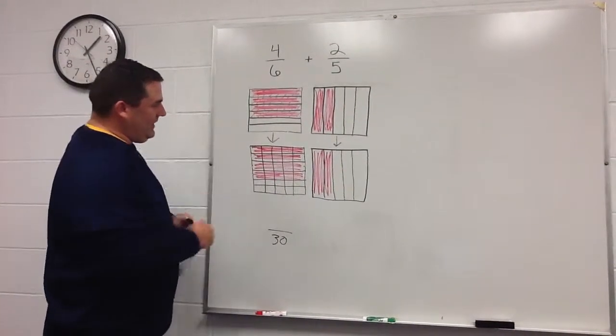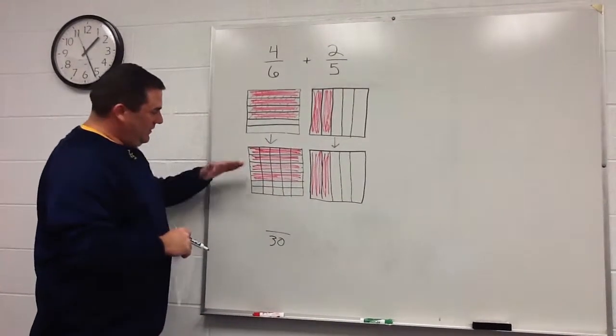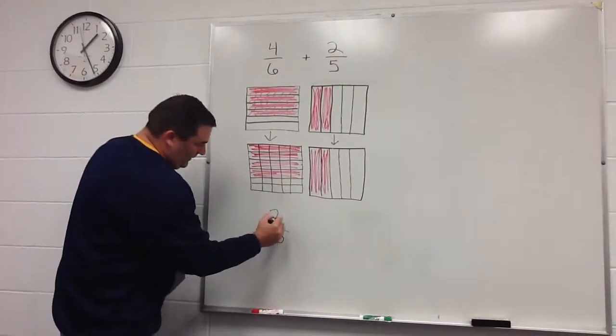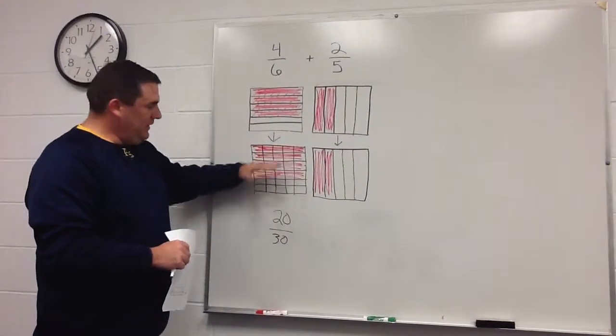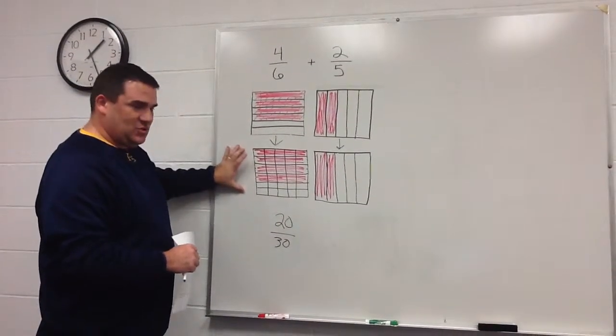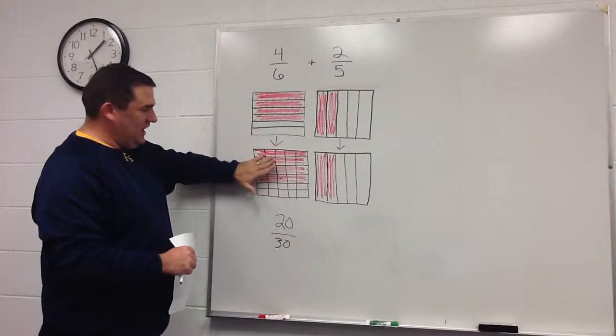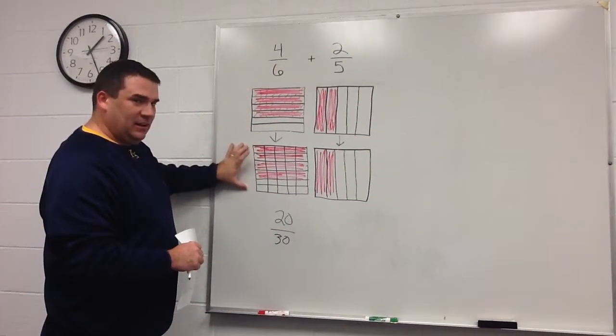They can go through then and count and see that I have 1, 2, 3, 4, 5 times 4. 4 times 5 is 20 30ths shaded in. And you can demonstrate that and have them actually come up and count it out to see that my 4/6 is the exact same thing as 20 30ths. I didn't do any more shading or anything. All I did was make my units, my 6ths, smaller into 30ths.